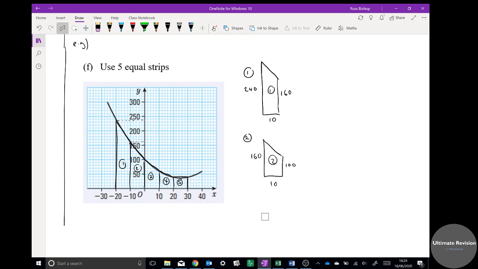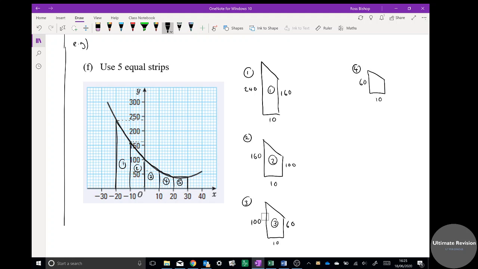Okay. Shape number 3 is 100. It's a bit laborious this, but you've got to just work through it slowly, and it's about 60 there. Okay, shape 4. They're getting smaller now. Still 10. That's going to be about 60, and that's going to be about 40 on that side. And then shape number 5, more of a rectangle. I'm going to just say that's a rectangle this time. 10, and that's about 40 high.